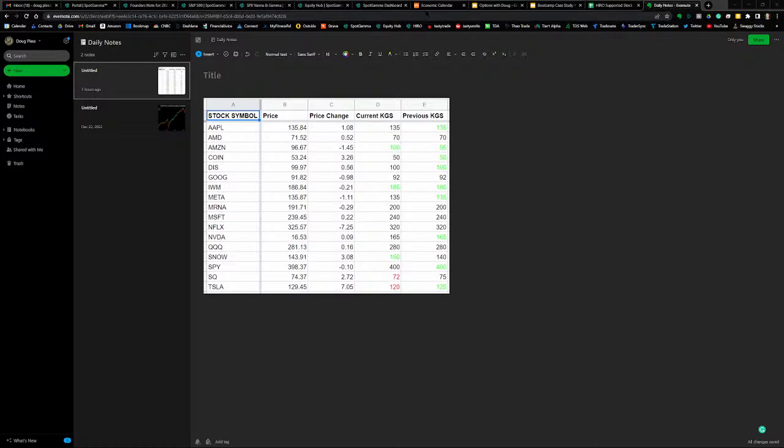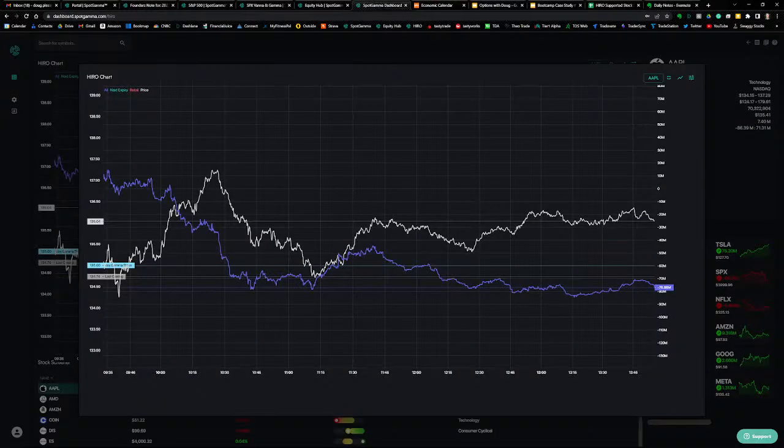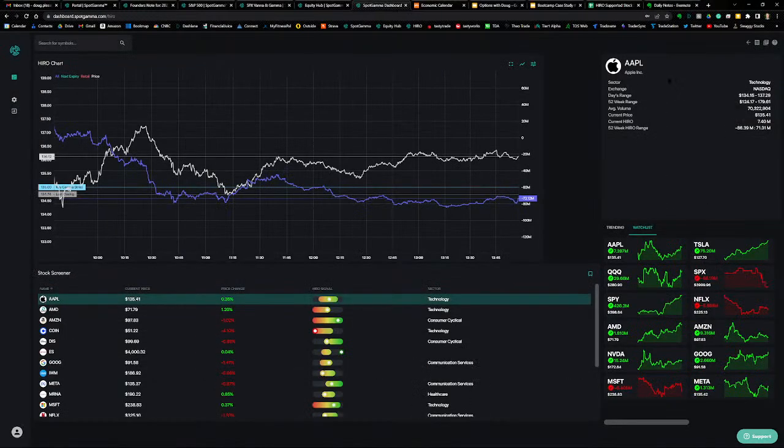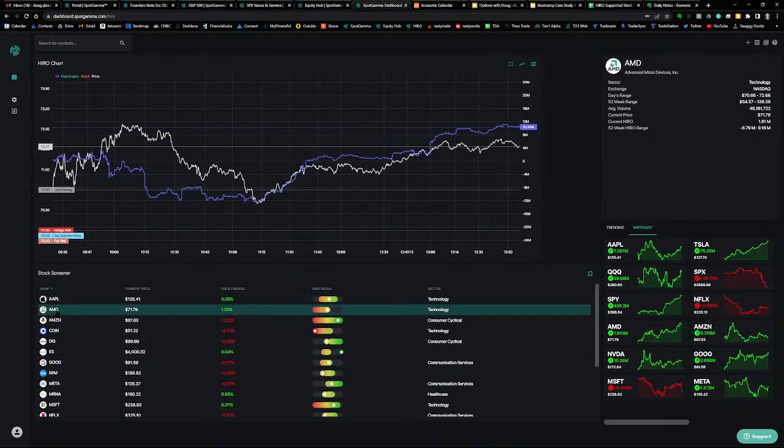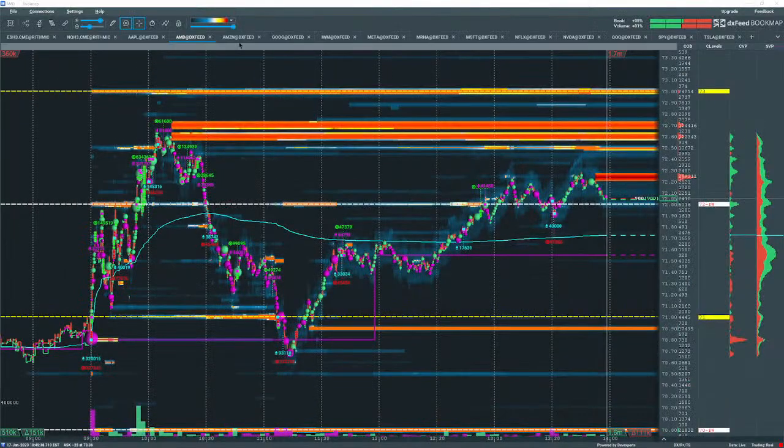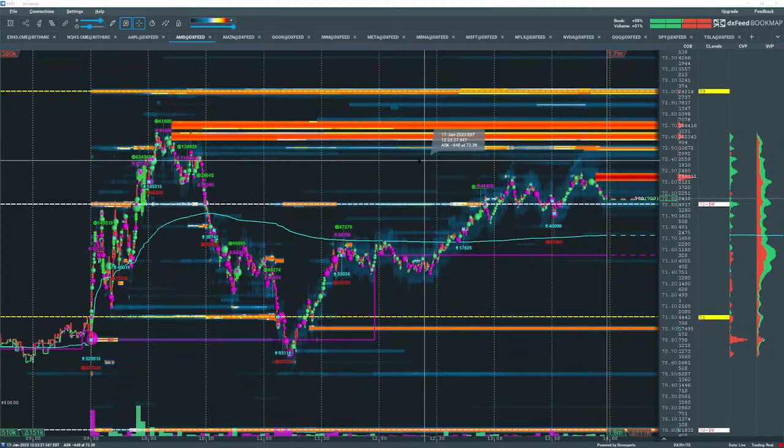Okay, and back to setups. So there's Apple, the divergent short, and AMD, same kind of thing, and then reversal higher. Let's take a quick look at AMD. There it is.